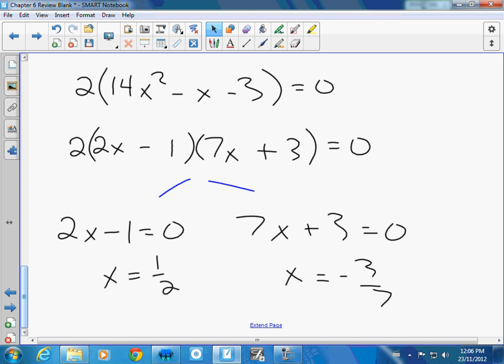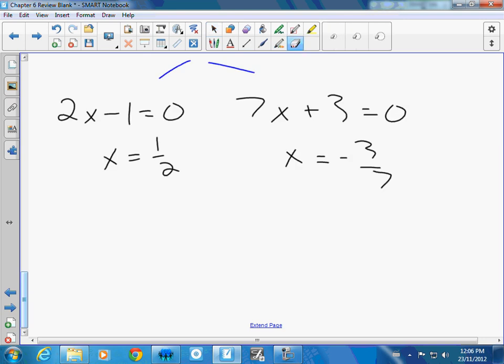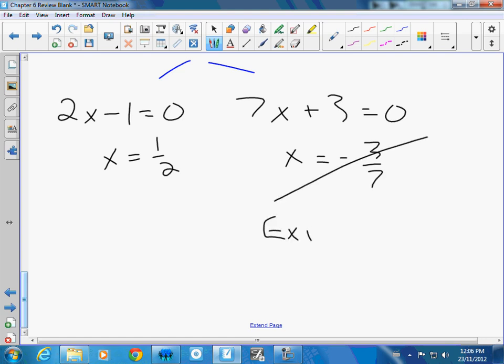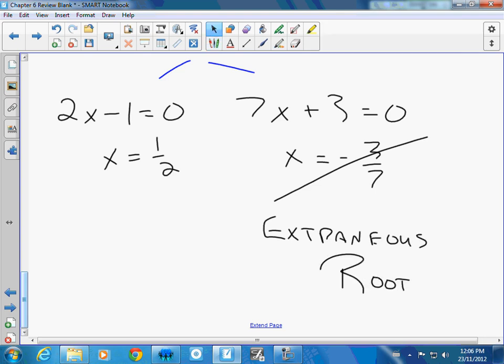Can you have negative distance? So what's the negative 3 over 7 then? Extraneous root. Oh, very nicely done, by the way. So that negative 3 over 7, that thing right there, is an extraneous root. Because it's negative. You can't have negative distance.